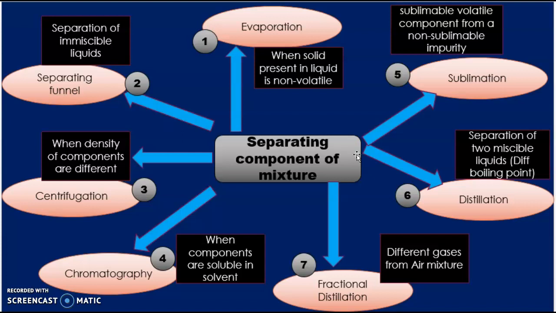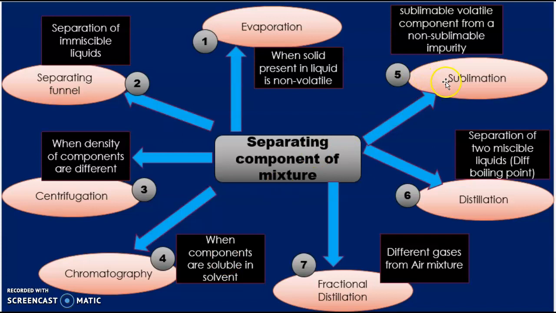A mixture can be separated by using a variety of techniques. For example, evaporation, in which when a solid present in a liquid is in a non-volatile form, then we can separate the solid from the liquid. Another example is decantation by a separating funnel, when both liquids are in immiscible form. Third is centrifugation, when the densities of the components are different. Fourth is chromatography, when color components are soluble in a solvent.